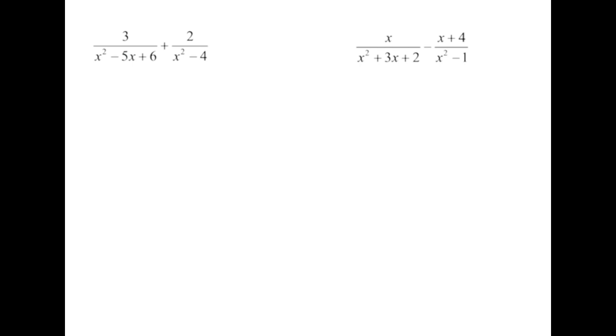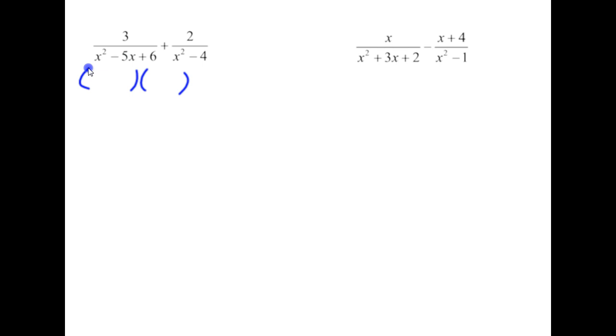The first problem I'm adding two fractions. I got 3 over x squared minus 5x plus 6 plus 2 over x squared minus 4. All right, I know that to add fractions I have to get a common denominator. And the only way you can add the numerators is if the denominators are the same. So to do this, the first thing I say to myself is, does each denominator factor?